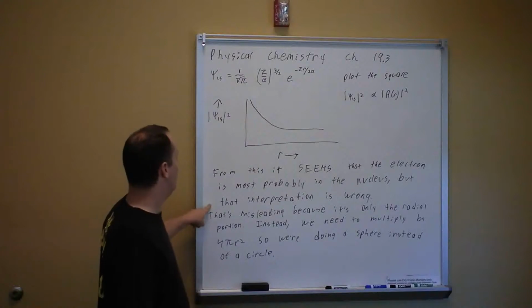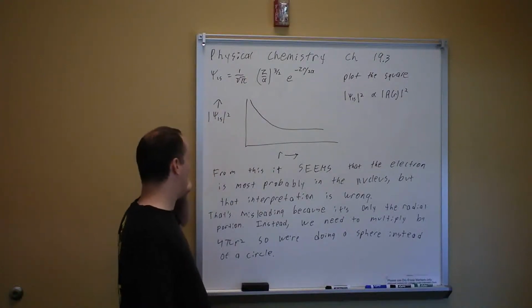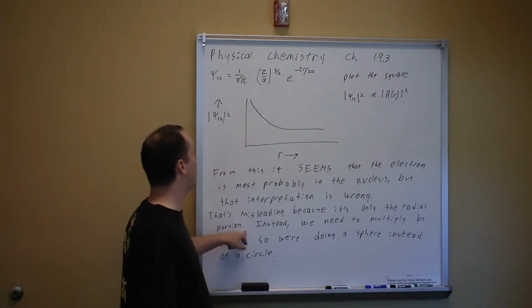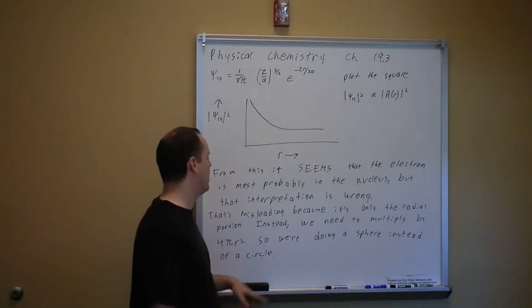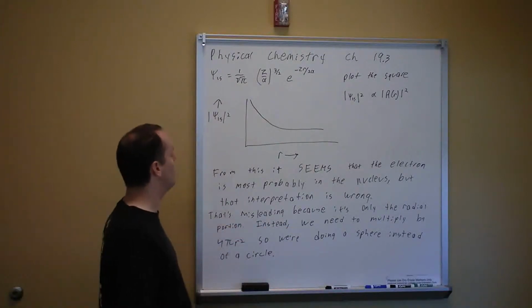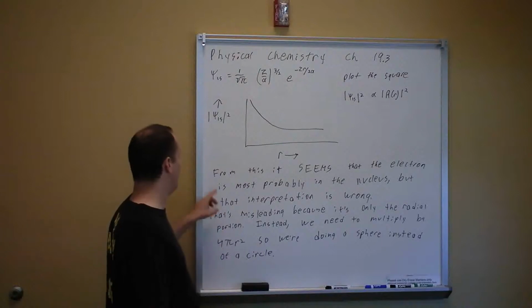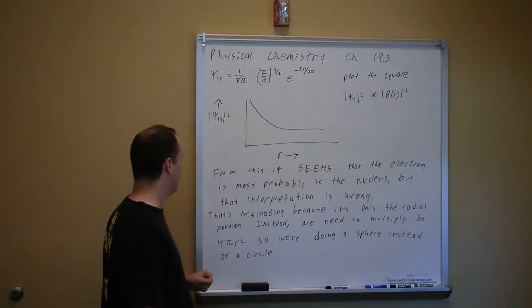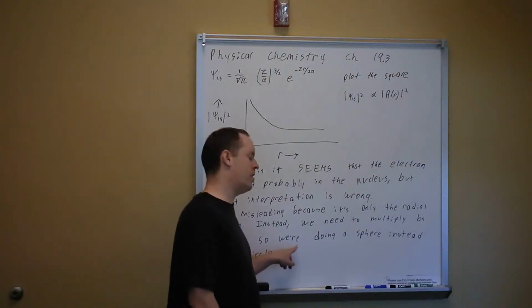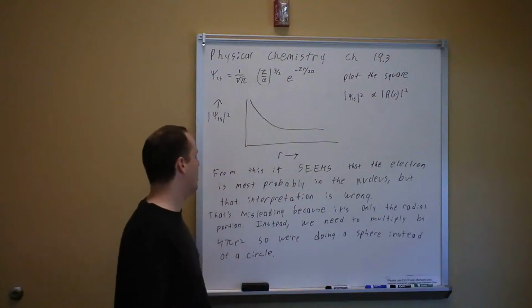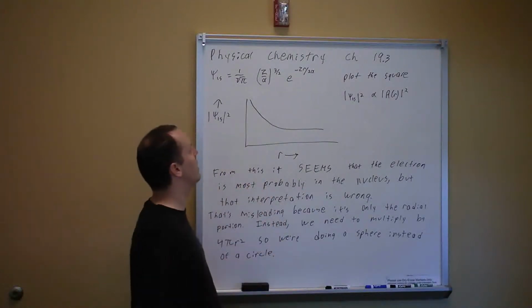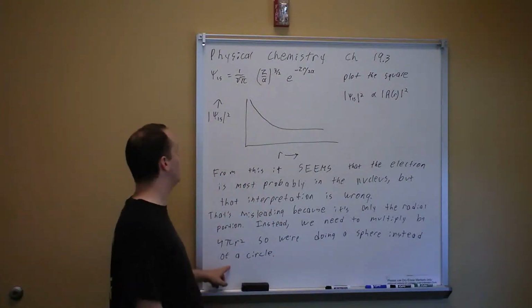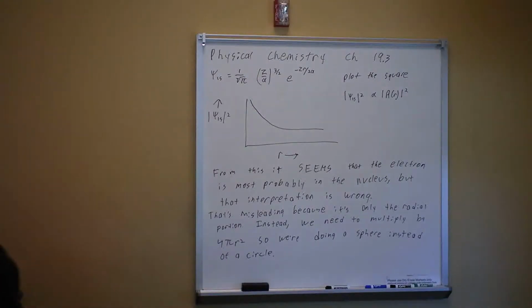So why? Well, this is misleading because all we're doing right now is looking at the radial portion of this function. Instead, what we need to do is take this and multiply by 4 pi r squared. I'll show you on the next slide why. Basically, this is the formula for a circle, or a sphere. So we need to analyze the sphere in 3 dimensions rather than a circle in 2 dimensions. It'll make more sense.